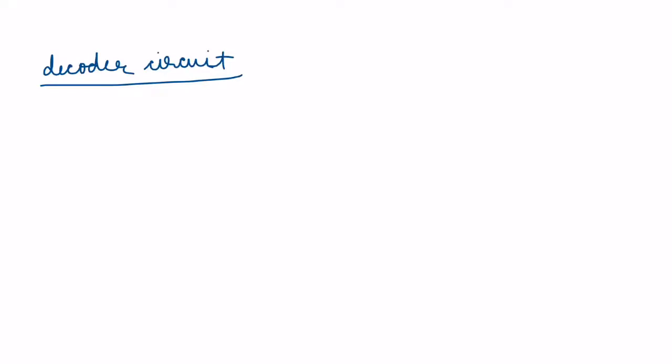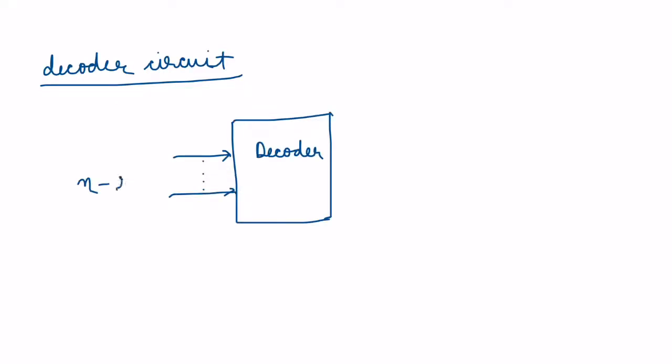See the block diagram of the decoder: n inputs and 2 to the power n outputs. So if n equals 2, the number of inputs equals 2 and the number of outputs equals 2 to the power 2, equal to 4. And if the number of inputs equals 3, then the number of unique output combinations is 2 to the power 3, equal to 8. So we will see a 3 to 8 line decoder and how a decoder performs.